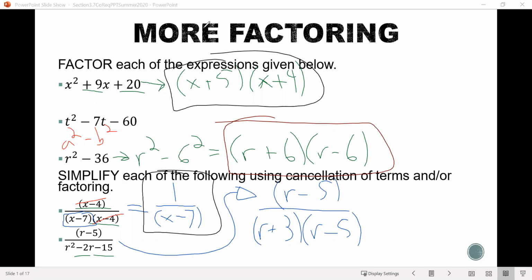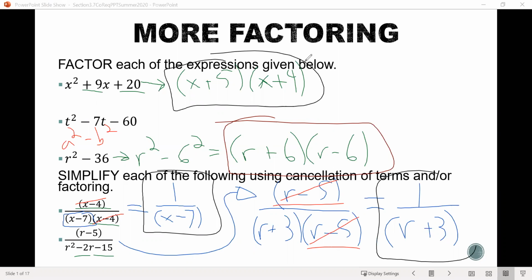From there now, we have an r minus 5 on both the top and the bottom. Right, and the r minus 5 on the bottom now is being multiplied by the r plus 3. So in this case, those can cancel, and we're left with the r plus 3 on the bottom, which then we need something left on the top, which would be the placeholder of 1 there. Okay, so we have 1 over r plus 3.